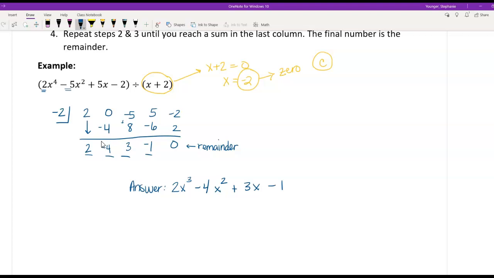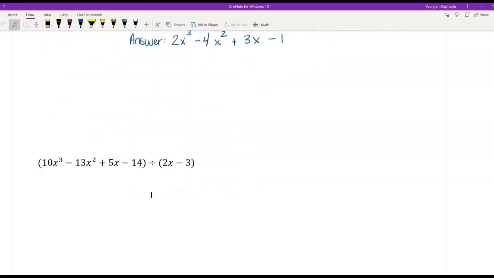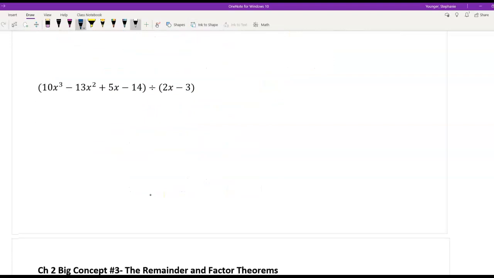So let's do this again. We have 10x cubed minus 13x squared plus 5x minus 14 divided by 2x minus 3. So here we go. We have to take this 2x minus 3 and set it equal to 0. We get x equals 3 halves. So I'm going to go over here, I have my 3 halves and put it in a box.